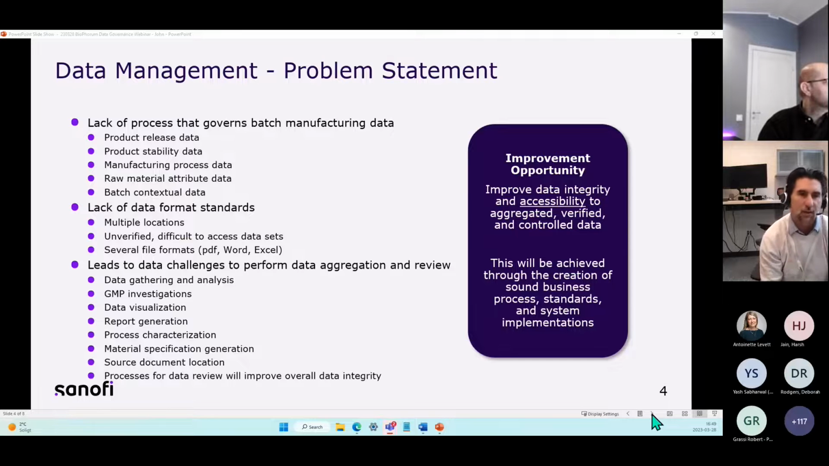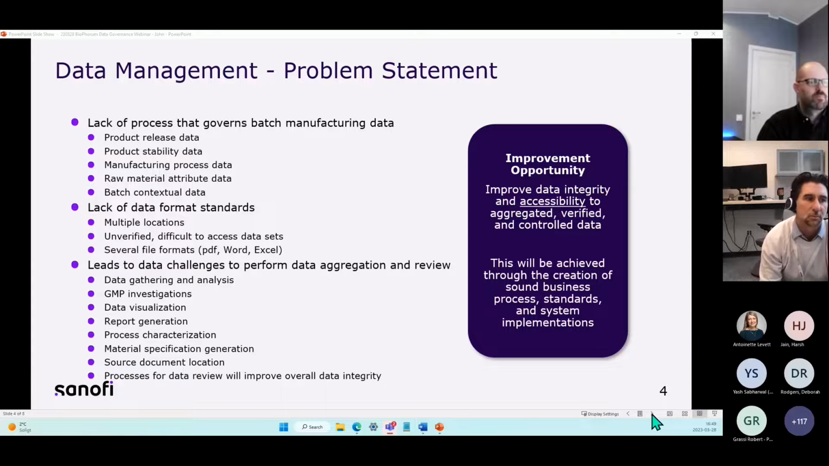This is a pain that I lived. One of my colleagues and I were banging our heads against pretty much the same wall, trying to find this information, and we said there's got to be a better way. So I'm an optimist, so I see this problem statement as really an opportunity to improve how we're doing our data management.